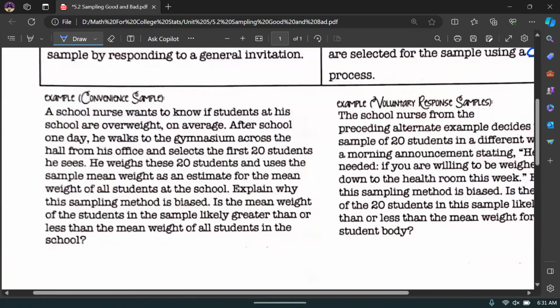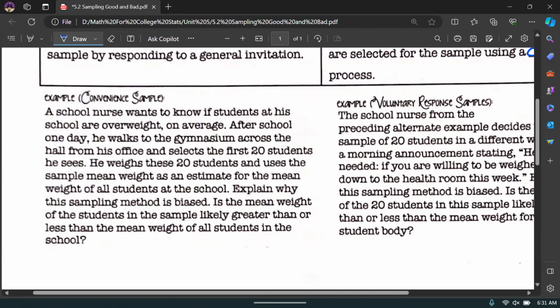A school nurse wants to know if students at his school are overweight on average. After school one day, he walks to the gymnasium across the hall from his office and selects the first 20 students he sees. He weighs these 20 students and uses the sample mean weight as an estimate for the mean weight of all students at the school. Explain why the sampling method is biased. Is the mean weight of the students in the sample likely greater than or less than the mean weight of all students in the school?